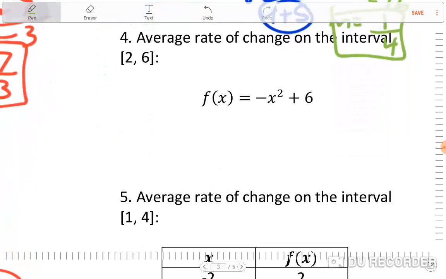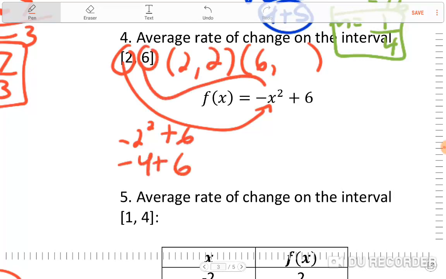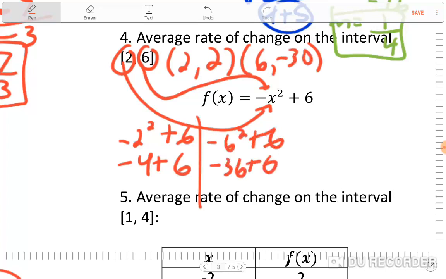For the next one, my x's are 2 comma something and 6 comma something. Let's plug in those numbers. When I plug in a 2 here, that negative is not included in a parentheses with the x. So I'd have to first square the 2 to get a negative 4. And then once I add 6, that gives me 2. When I plug in the 6, I have to first square the 6 to get negative 36. So when I add 6, I get negative 30.